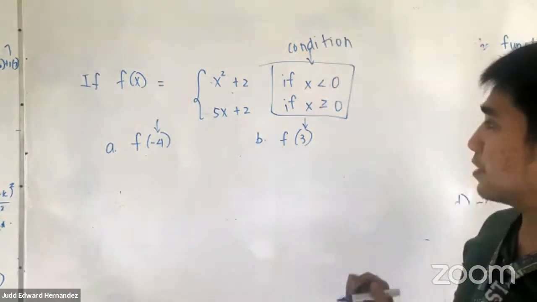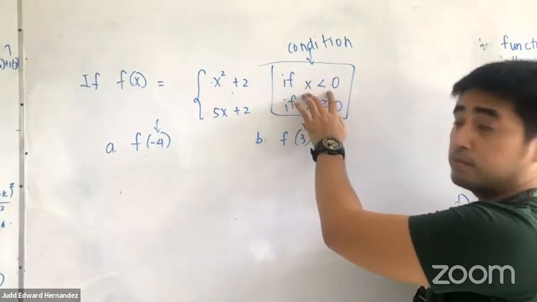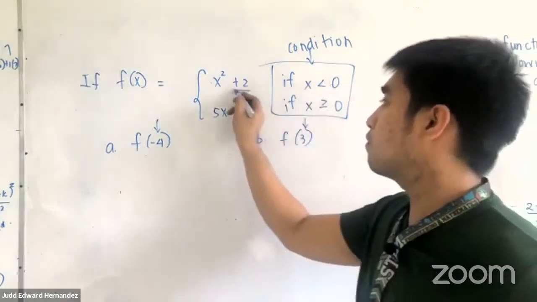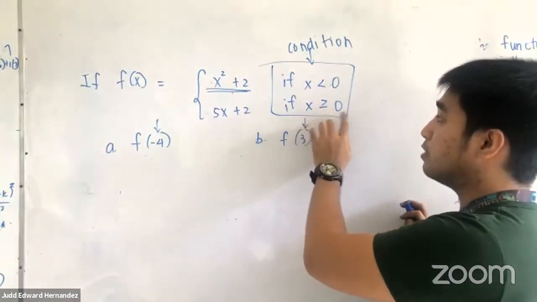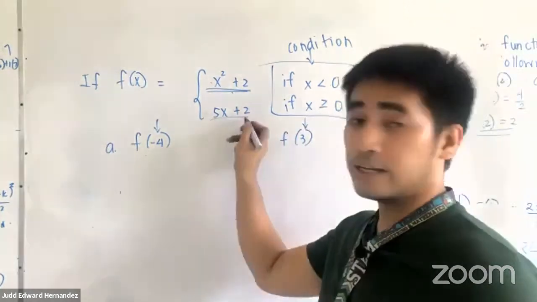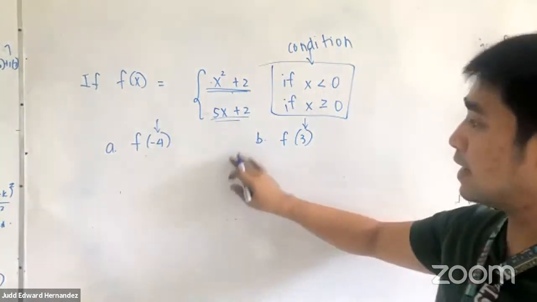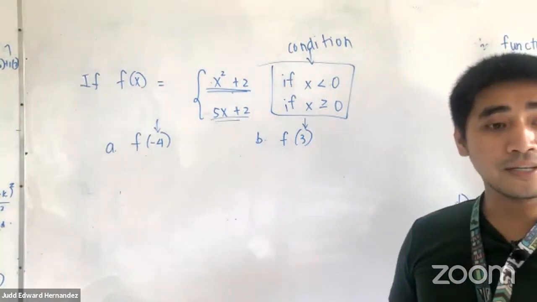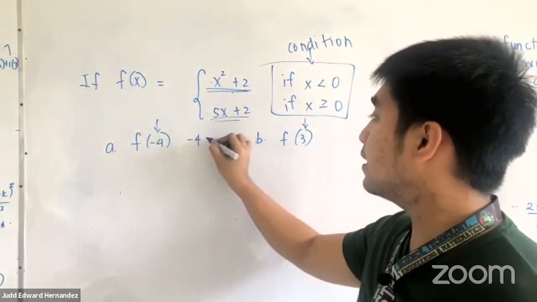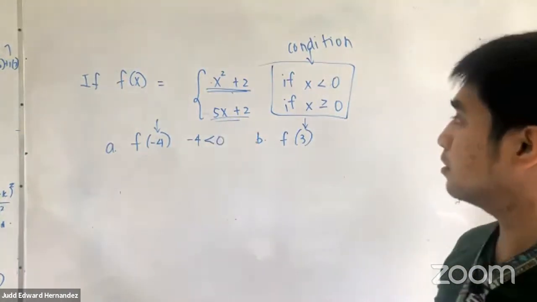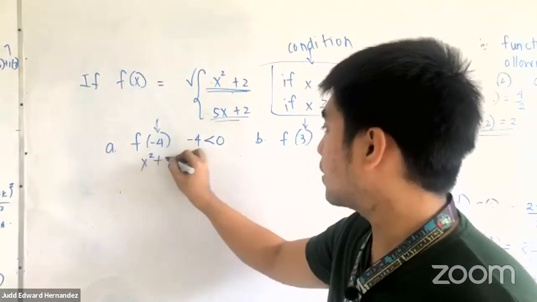It states here that if the given is less than 0, we will be using this function. But if the given is greater than or equal to 0, we will be using this function. Okay, so -4. Is -4 greater than, equal to, or less than 0? When we have -4, -4 is less than 0. Therefore, it satisfies the first one, and we will be using x squared plus 2.